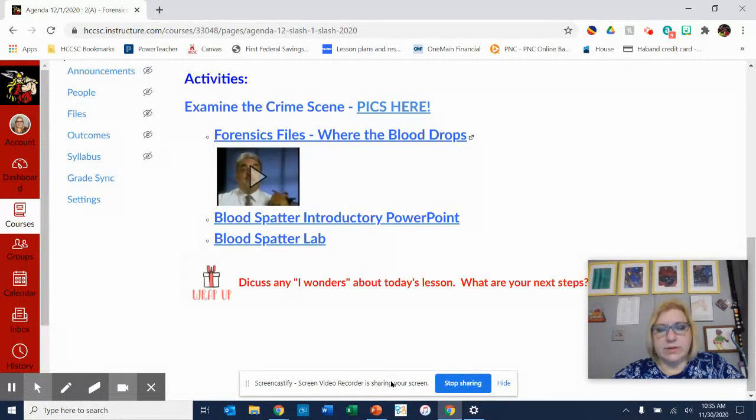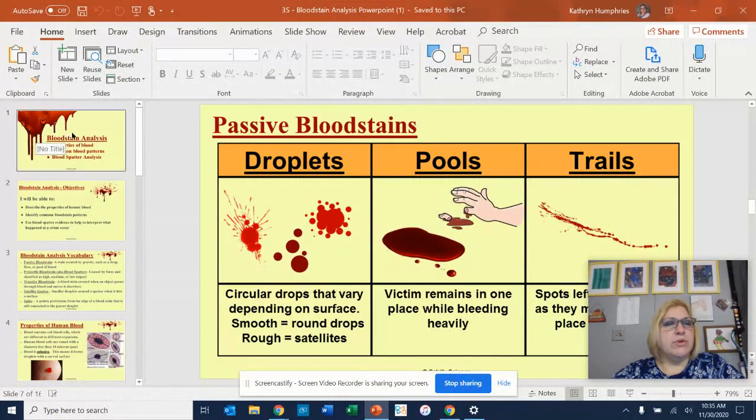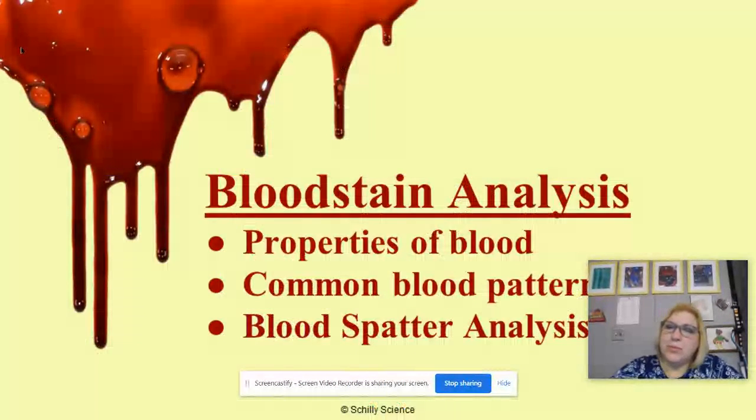All right, so let's take a look at this introductory PowerPoint for blood spatter. So I'm going to start at the beginning. I want to go to slideshow from the beginning. Okay. We're looking at blood stain analysis. Some people call it blood spatter analysis. Some people call it blood pattern analysis, but it's all pretty much the same thing. We're just going to be looking at the way the blood has collected at the crime scene and knowing a little bit about the physics of how blood behaves when it's thrown through the air can help you when you're trying to figure out what happened.